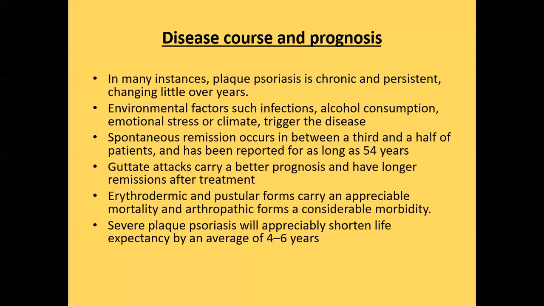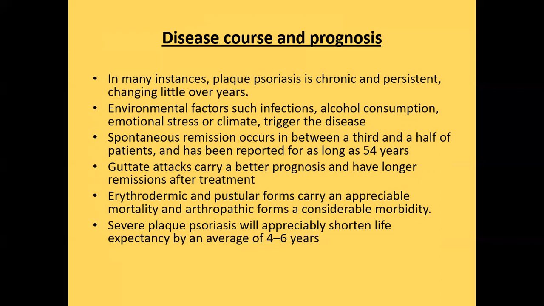Psoriasis is mainly a chronic and persistent disease that changes very little over the course of years. Environmental factors like infection, alcohol consumption, emotional stress, and extremes of climate trigger the disease. Spontaneous remission occurs in between 1/3 and 1/2 of the patients and may persist for more than 54 years. Guttate attacks carry a better prognosis and have longer remissions. Erythrodermic and pustular forms carry appreciable mortality, and the arthropathic form a considerable morbidity.